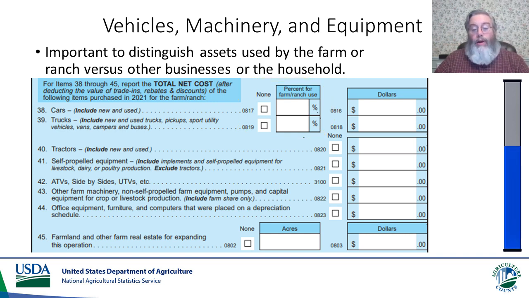Similarly, if the operator runs a separate custom work business, perhaps a business for custom spraying, harvesting, or hauling, then the amount of a purchase that would be reported for tractors or self-propelled equipment or other farm machinery would need to be prorated between the farming operation and the custom work business.